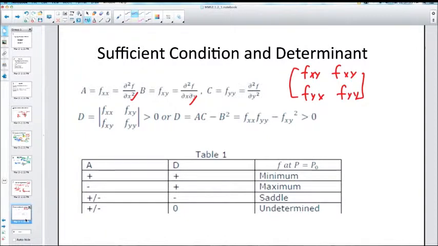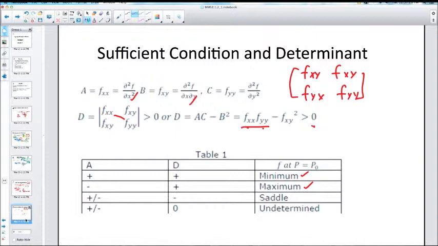So if you look at the determinant, you see it equals this. f_xx times f_yy means the second derivative with respect to x times the second derivative with respect to y, minus the mixed derivative squared. If it's positive, then we know it's going to be either a minimum or a maximum.